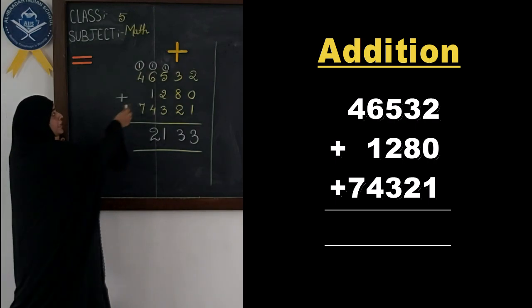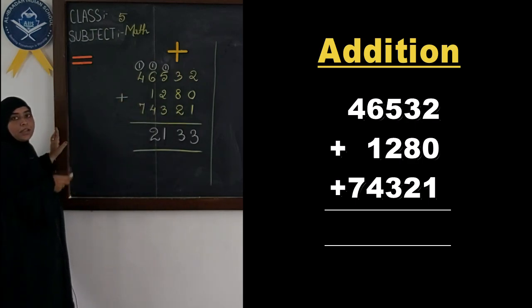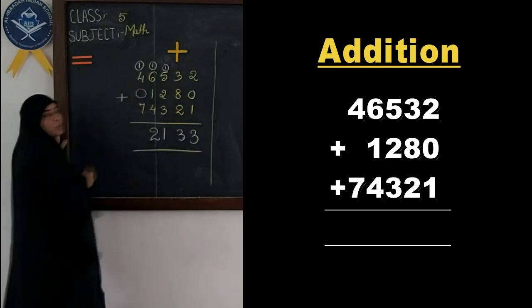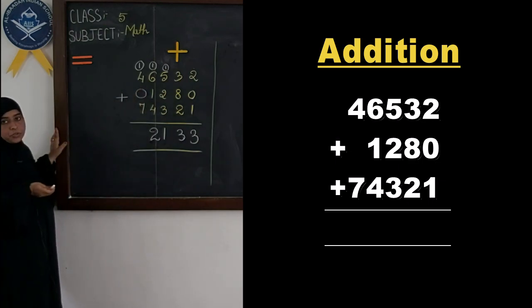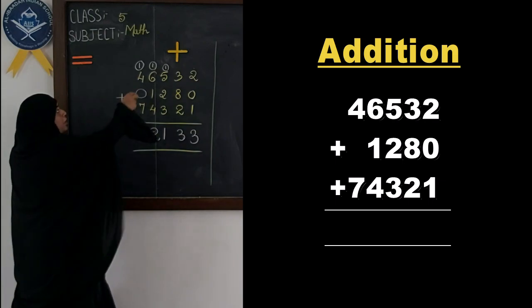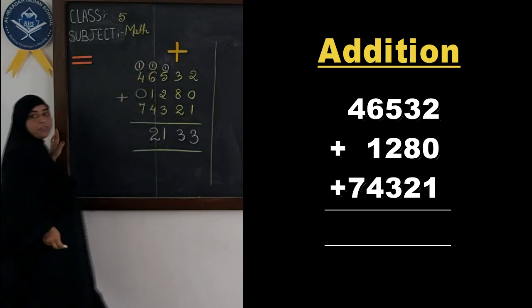Okay. Now you can see here we don't have any number. That means it is 0. If you want, you can add 0 over here so that you don't get confused. Okay. The value will not change. Fine. Now we have 4, 0, 7 plus 1 which we have carried.